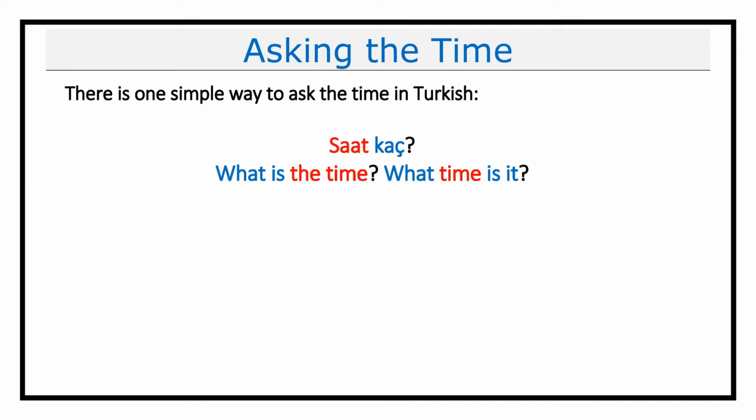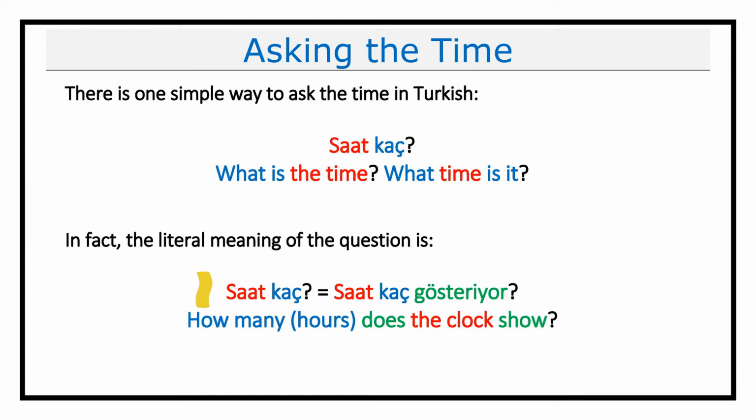You may already know that the word kaç means how many. So how does this relate to asking the time? Well, actually the question saat kaç is the short version of the question saat kaç gösteriyor, which literally means how many does the clock show? Or how many hours does the clock show? So in essence, we are asking the number on the clock. Therefore, we use the word kaç when asking the time. So just to summarize, the simplest and most usual way to ask the time in Turkish is to say saat kaç? Saat kaç?